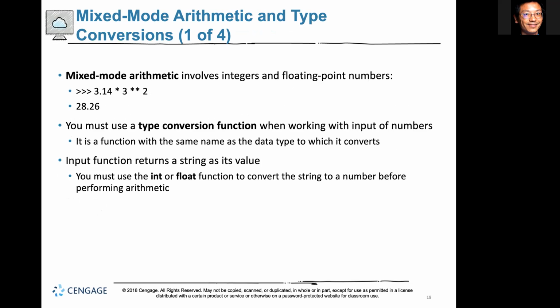Now, if you have a mixed mode arithmetic expression, mixed mode means that you have different types in that expression. Then you typically should do a type conversion, because Python will not implicitly convert a value for you. You want to make sure they are of the same type. All right.